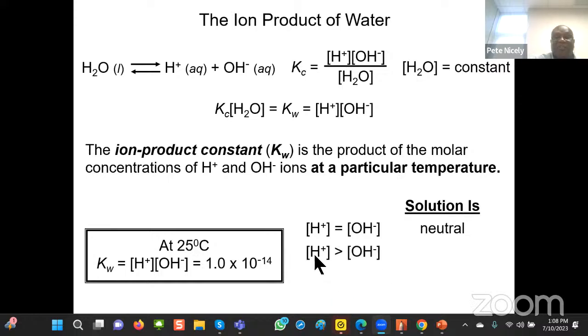Now, if the concentration of H plus is greater than the concentration of hydroxide, then the solution is said to be acidic. And if the reverse is true, if the concentration of H plus is less than that of hydroxide, then the solution is said to be basic, all right? However, in each of these situations, when you multiply the concentration of H plus and the concentration of OH minus at 25 degrees Celsius, that's going to be equal to a constant value, all right?